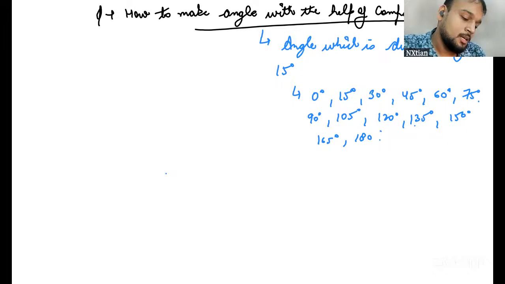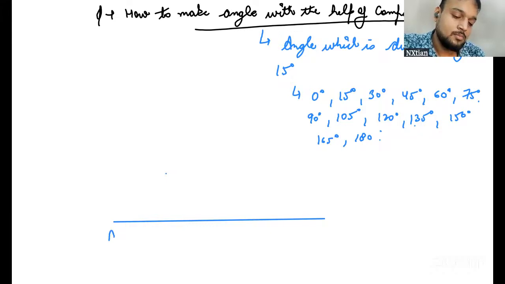So how to make it? Now everyone just draw a line segment and name it as AB quickly.